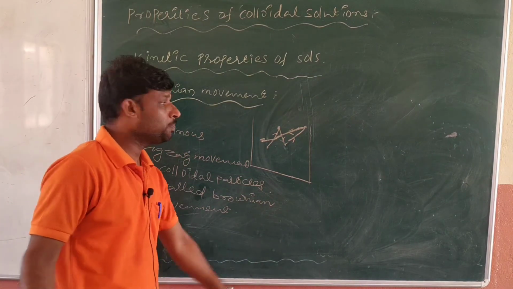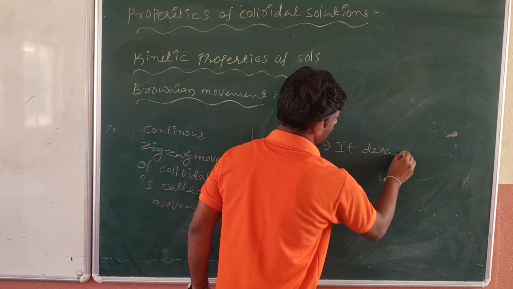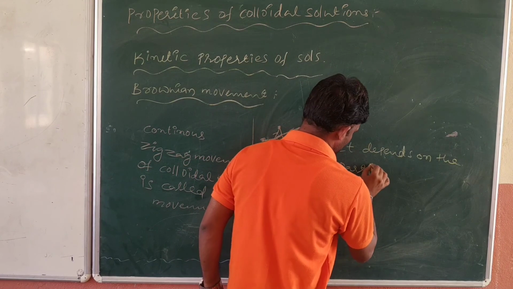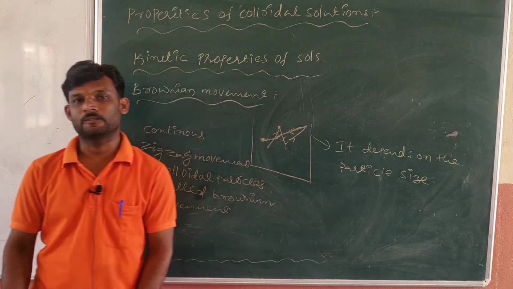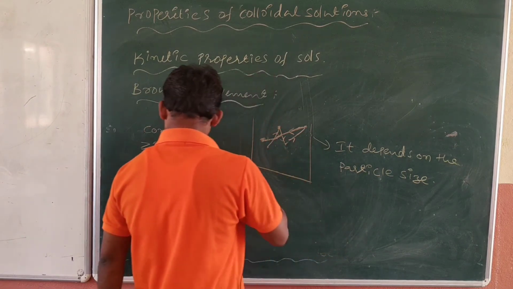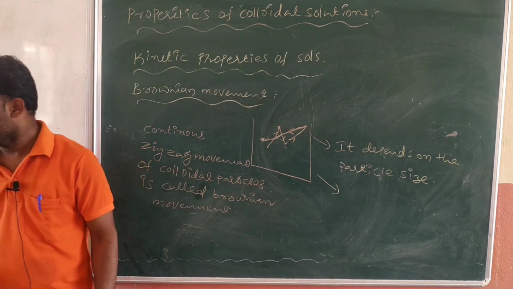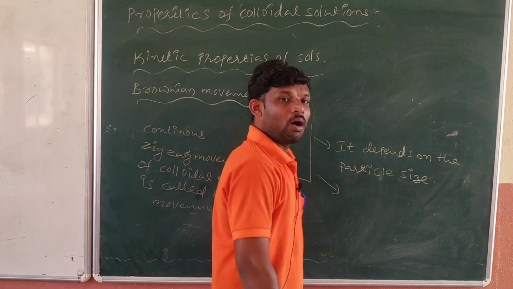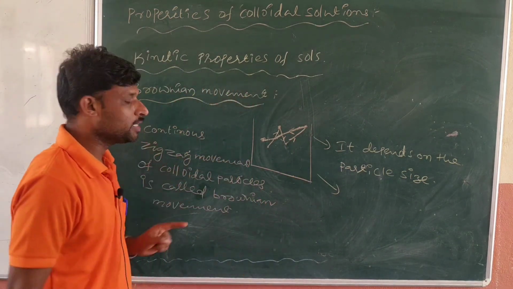Brownian movement depends on the particle size, not on the nature of the particles. Another thing I am telling you: Brownian movement is due to unbalanced bombardment of the particles, and it takes place in the colloidal solution. It is very, very important.